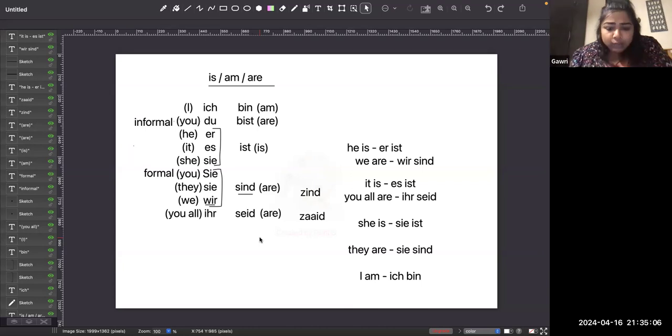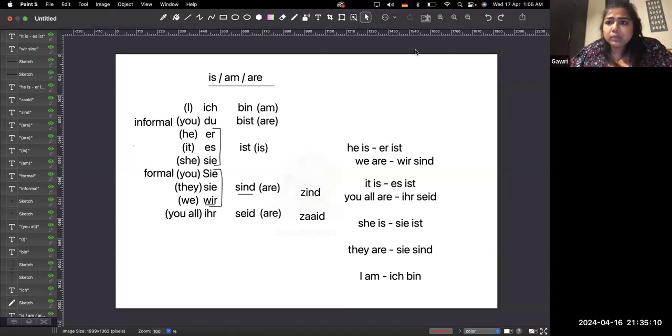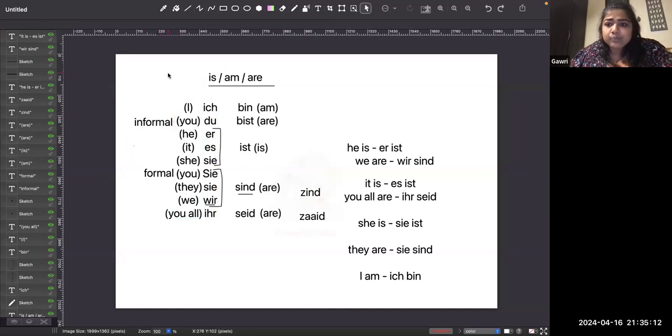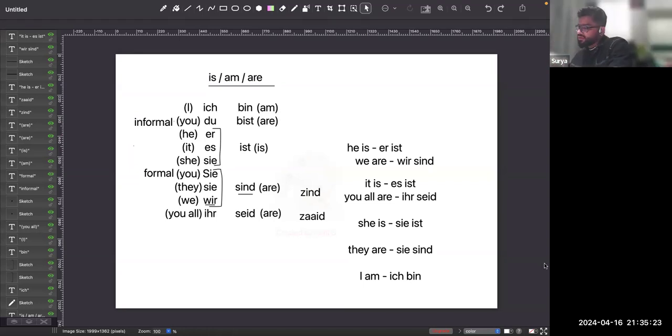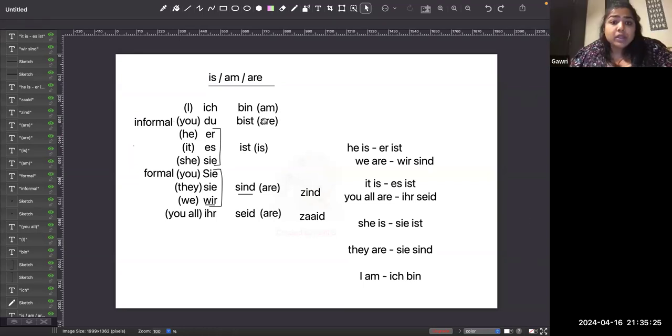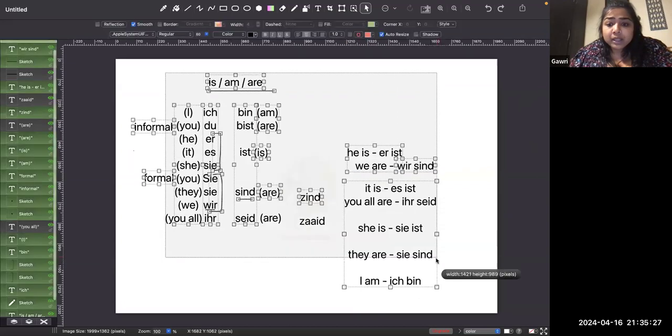Yes, guys, just one more step and then we can learn how to make sentences in German. Just one more step is remaining before that. If anyone is not done, please say so. Okay, so we are rubbing it off.